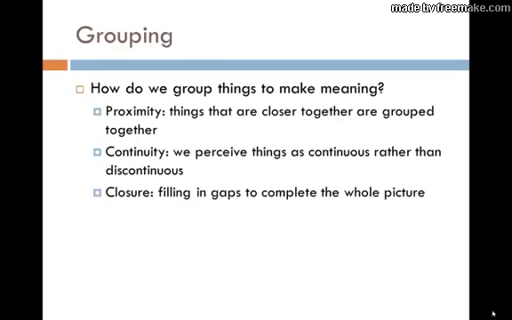So the next idea is grouping. This is basically how we group things so that we can make meaning out of them. One way we group things is proximity. Things that are closer together are things we group together. The next way we group things is continuity. We perceive things as continuous rather than discontinuous. So if we had a line, we're going to perceive it as a continuous line, even if a little slice is missing. And then closure. This is where we fill in gaps to complete the whole picture. A good example of that might be if you saw a sentence with several of the letters missing, you could still perceive the meaning of that sentence.